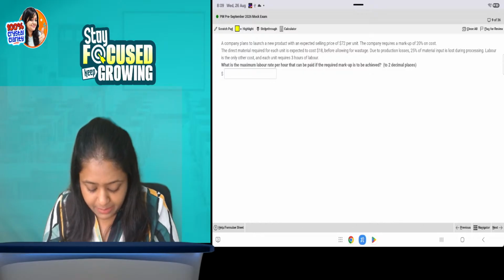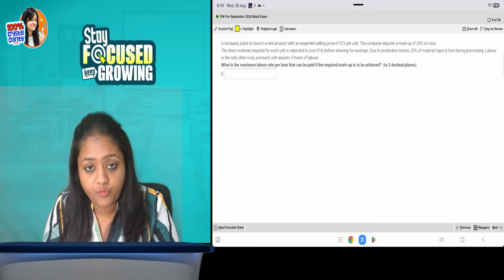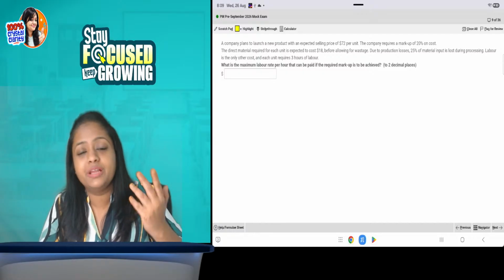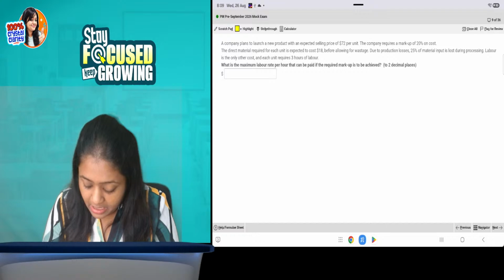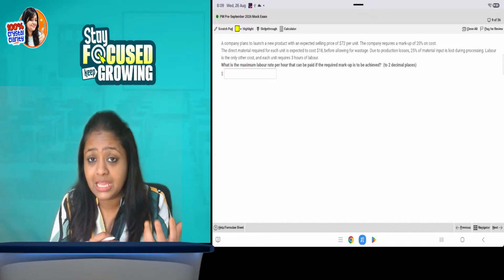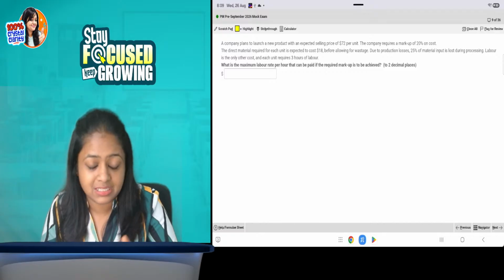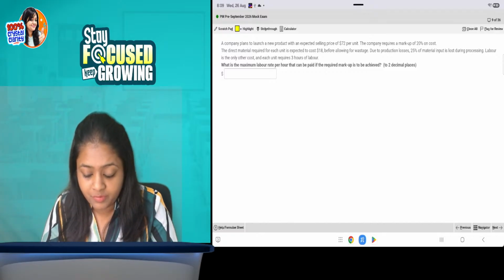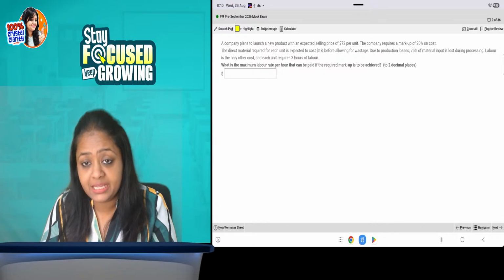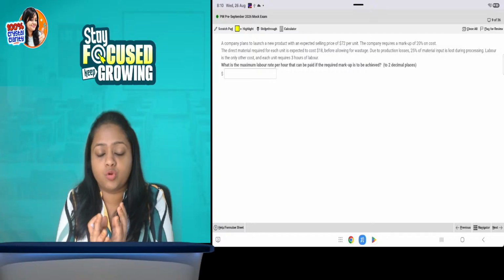Now the direct material required for each unit is expected to cost 18 before allowing for wastage. That means you have to increase it so that you include the wastage amount also, right? Due to production losses, 25% is lost. So this 18 will represent 75%. So what will be 100%, right? Because in this, the wastage is already there. So we need to take how much input is needed considering the wastage also, right? Because we need the total cost.